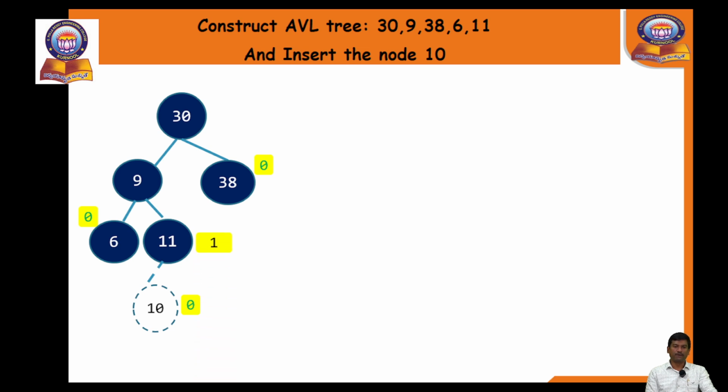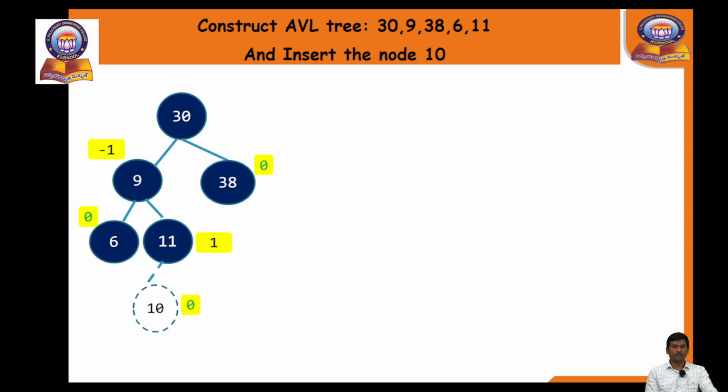And node 11, the balance factor is equal to the height of the left subtree, that is 1, minus the height of the right subtree, that is equal to 0. So 1 minus 0, that will be equal to 1. And the height of the left subtree for node 9, that is 1, minus the height of the right subtree, that is 2. So 1 minus 2, that will be equal to minus 1.